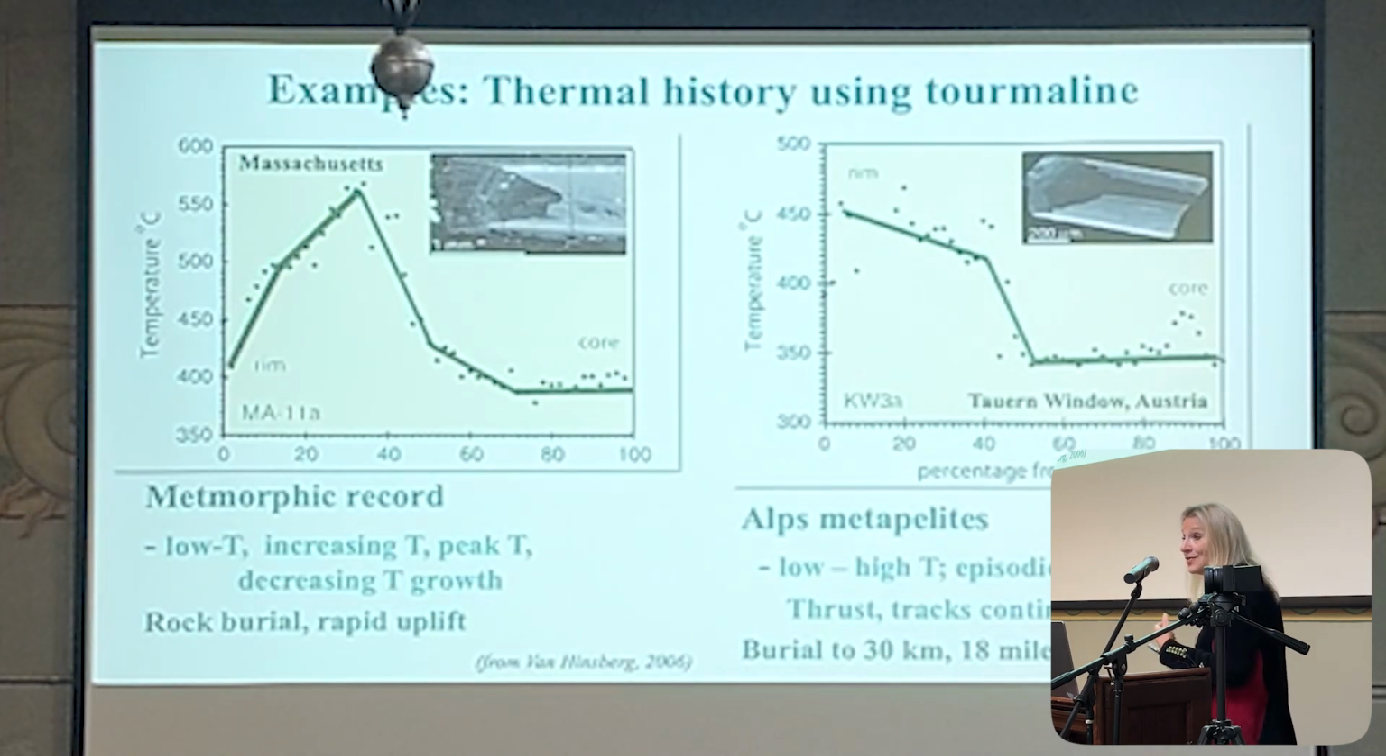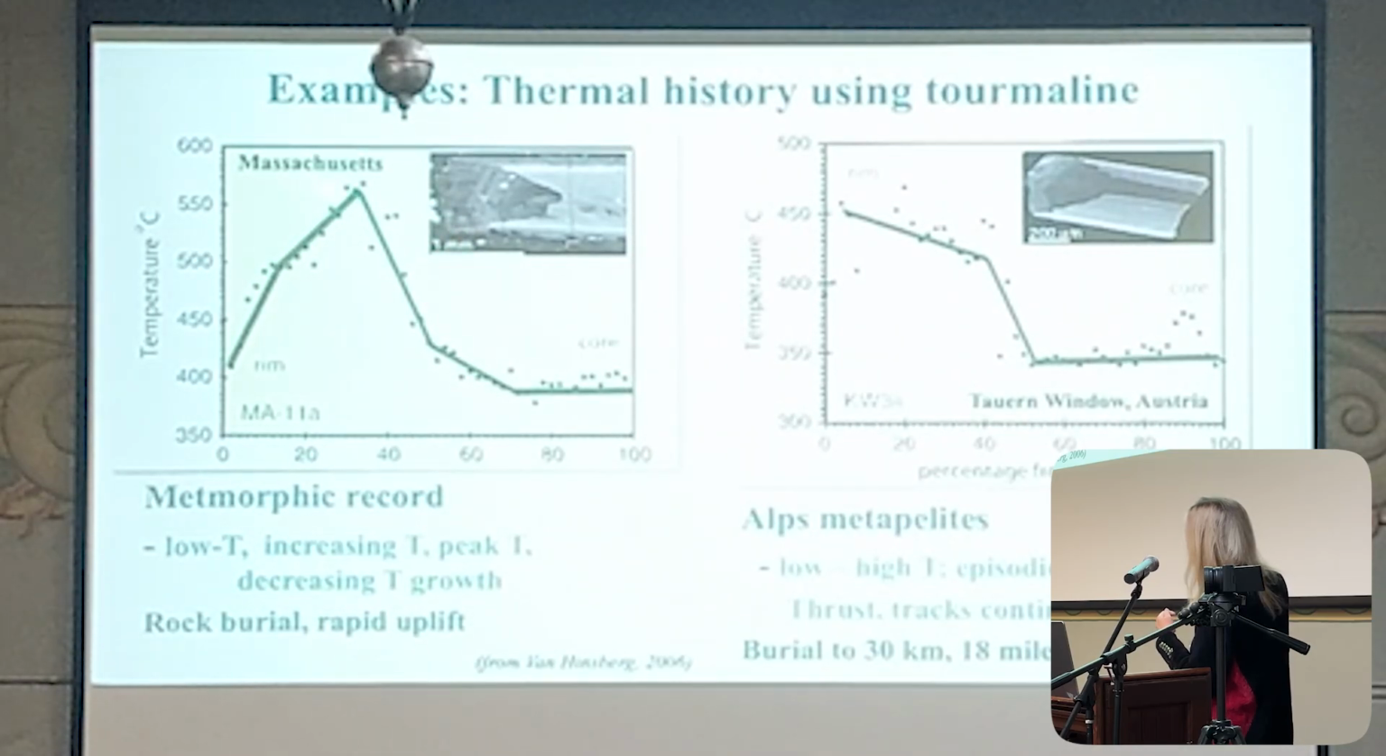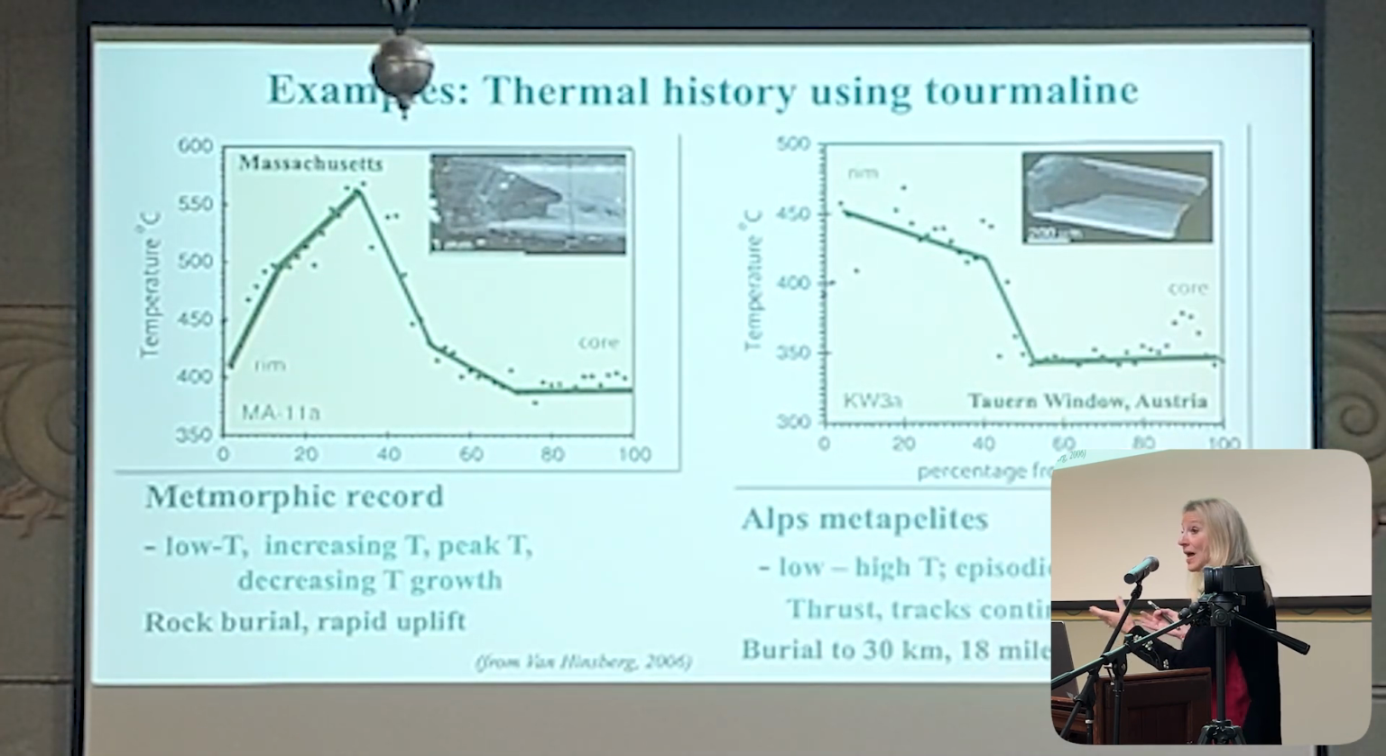And this has been done for two specific areas shown here. We have an area in Massachusetts where the tourmaline grew at about 400 degrees, then it was buried up to a peak temperature of about 500 degrees, and then it continued to grow on cooling. So this suggests then that this package of rocks was buried to a depth about here, at a temperature of about 550, and then rapidly uplifted.